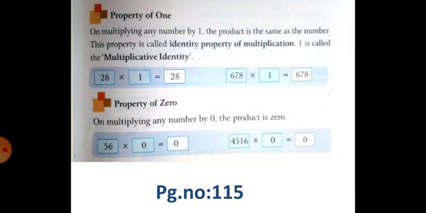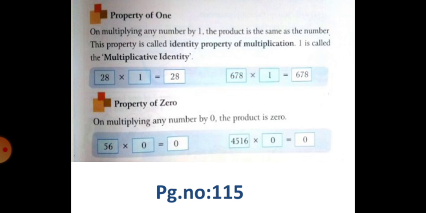Okay children, and next, property of 1. On multiplying any number by 1, the product is the same as the number. This property is called the identity property of multiplication. One is called the multiplicative identity. Let's see the example. 28 into 1, we get 28. So when multiplying a number by 1, the product is the same as the number. So 28 into 1, we get 28. 678 into 1, we get 678.